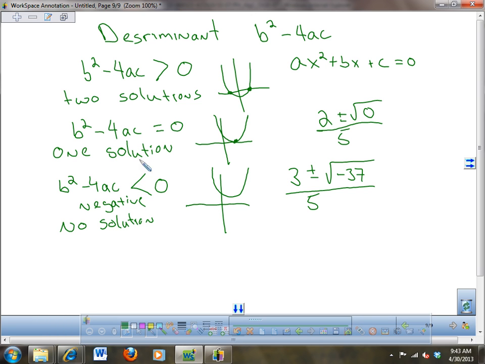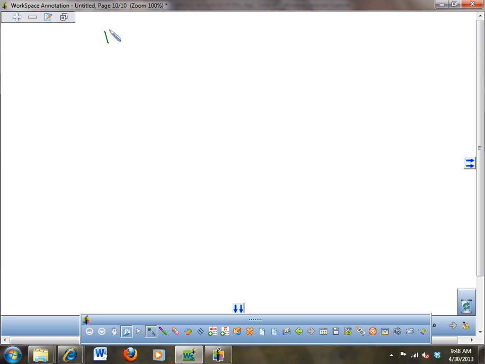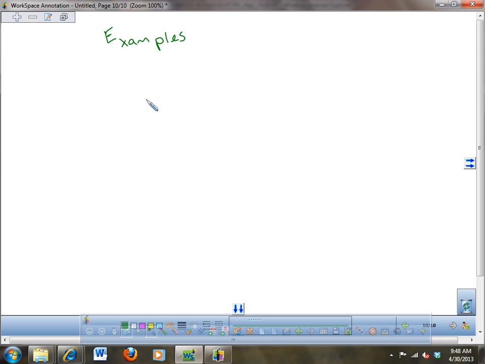So we'll do a couple examples. Say you have, example: 3x squared minus 5x equals 1. And all they ask is how many solutions this quadratic equation has.